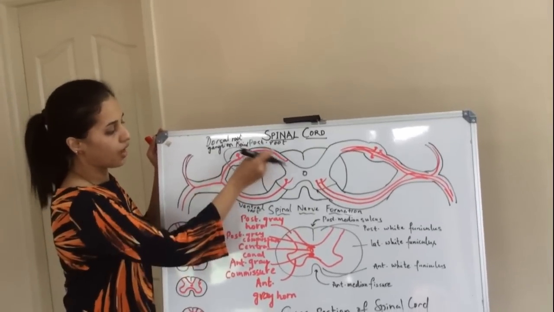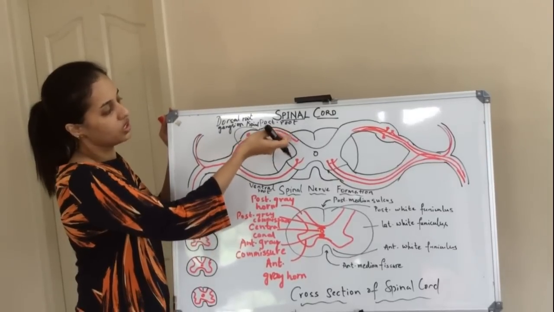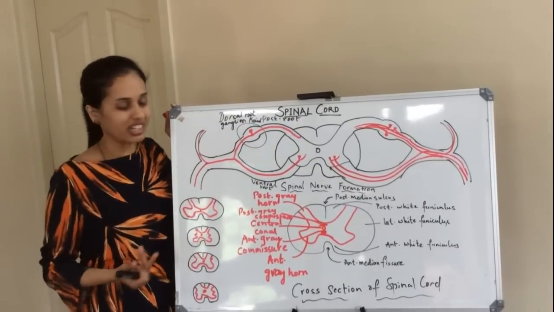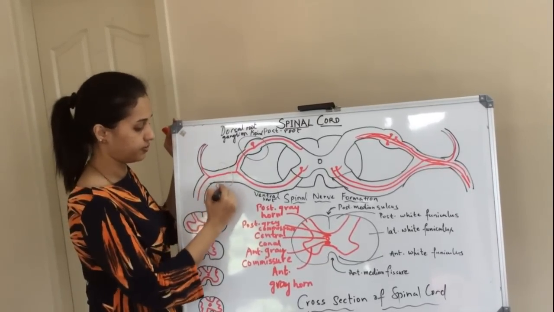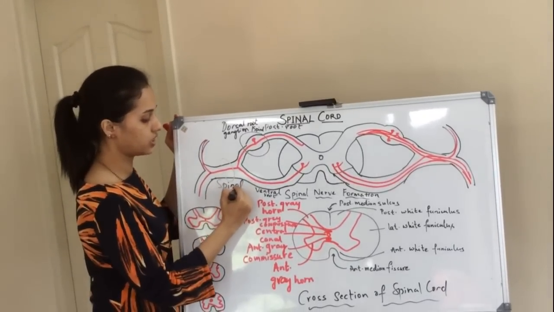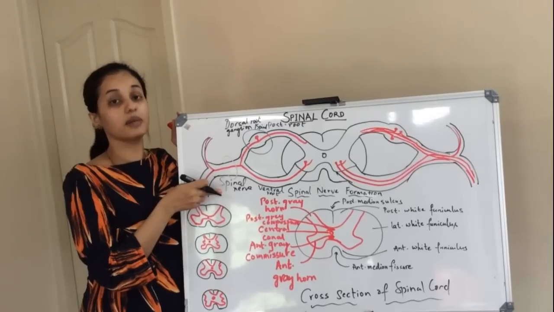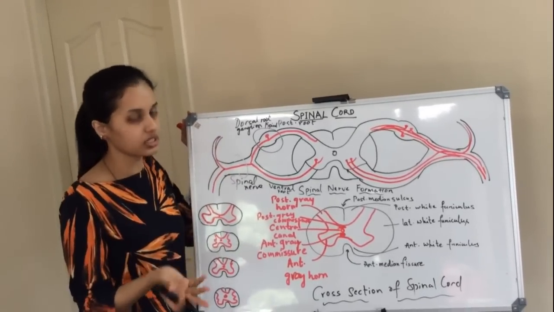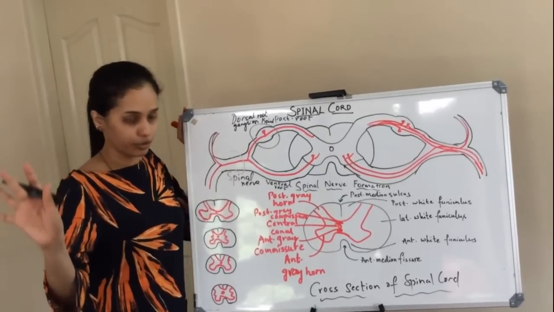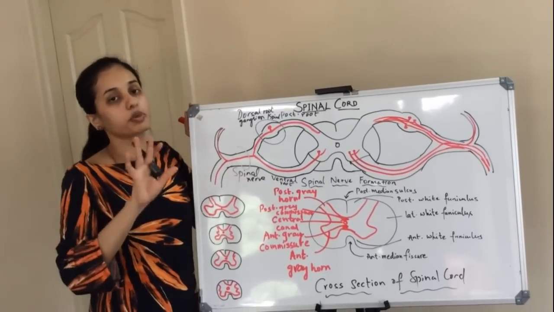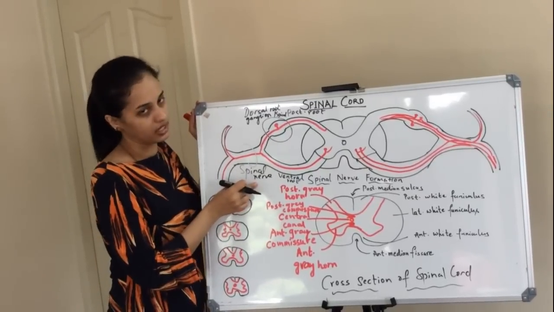These afferent fibers and the efferent fibers which are traveling through the dorsal root and ventral root respectively, join to form the spinal nerve. On either side, they join to form the spinal nerve. Now, the spinal nerve is a mixed nerve having both afferent and efferent fibers. But the ventral root is purely efferent and the dorsal root is purely afferent. Both join to form the mixed nerve called the spinal nerve.